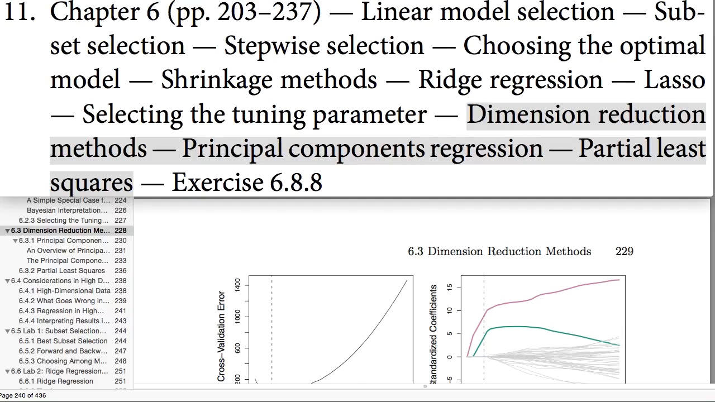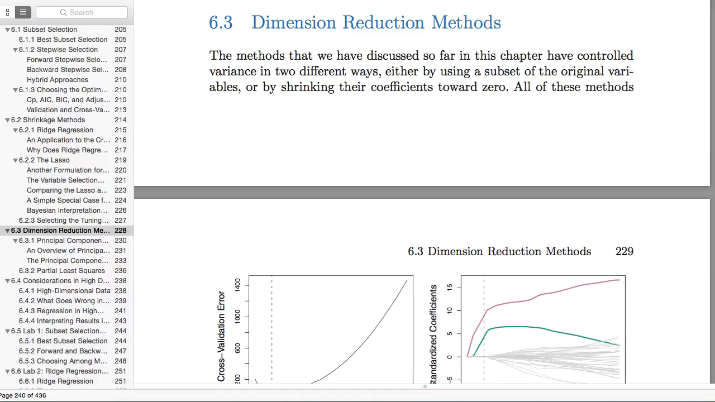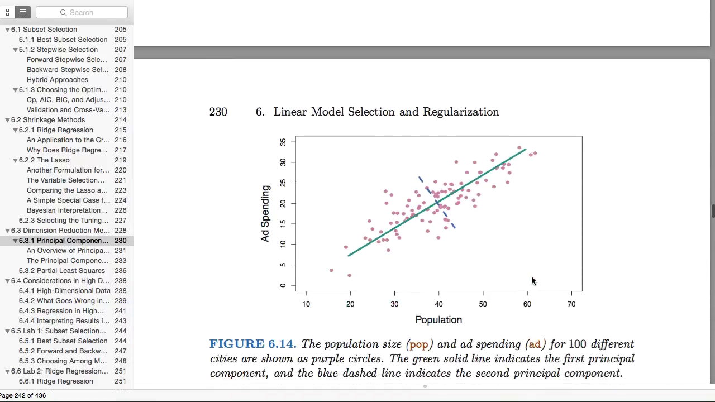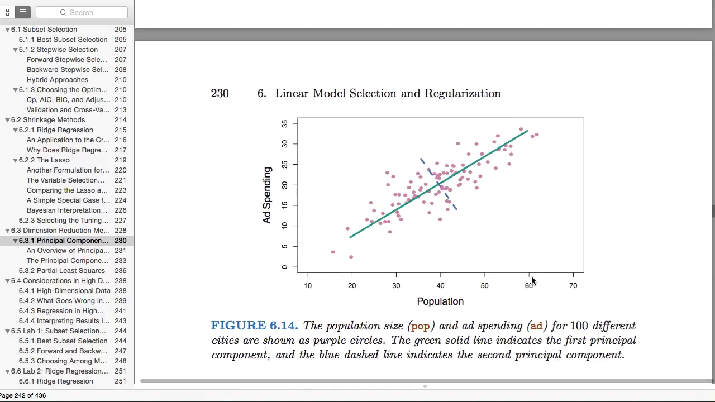And for this recording, I'd like to talk about dimension reduction methods. And there are two that we'll talk about. Mainly, I'd like to talk about principal components regression, a little bit less about partial least squares, and then a little bit just about working in high dimensions. So let's begin. And to begin with, let's look at this picture here.